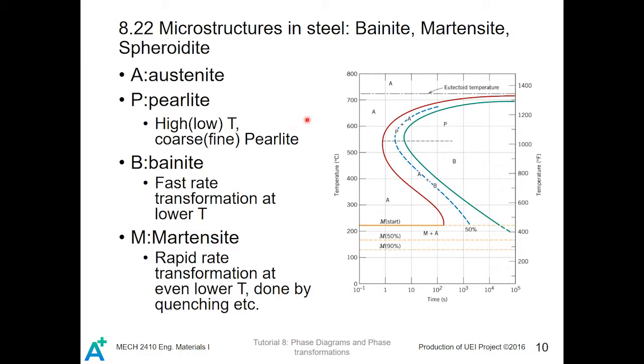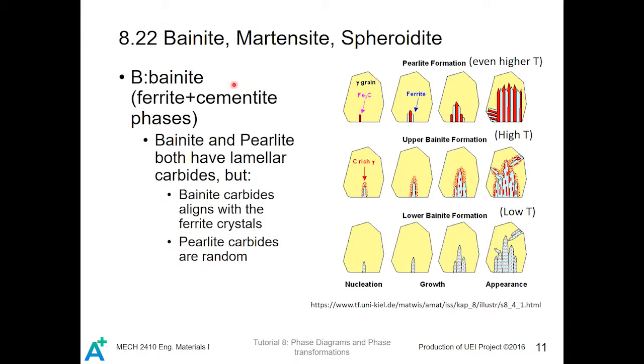You can see from the TTT diagram here, at the higher temperature, it will form pearlite. At the lower temperature, it will form bainite. But at the lowest temperature, it will form martensite. Bainite is also ferrite plus cementite phases. They both have laminar carbides, for bainite and pearlite. However, for bainite, the carbides align with the ferrite crystal. But for pearlite, the carbides are randomly aligned.